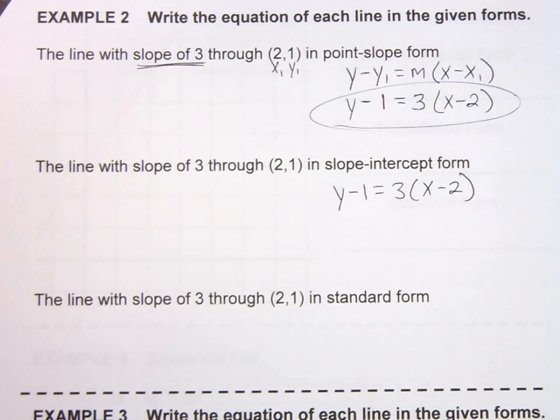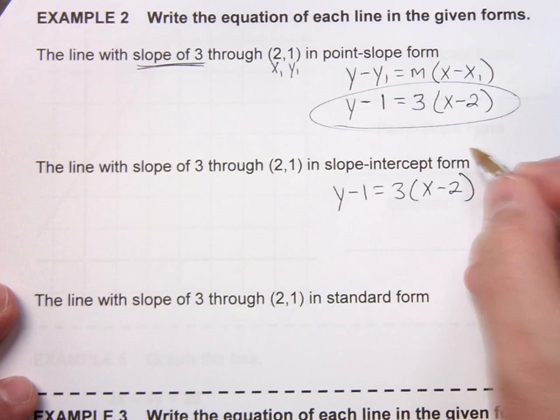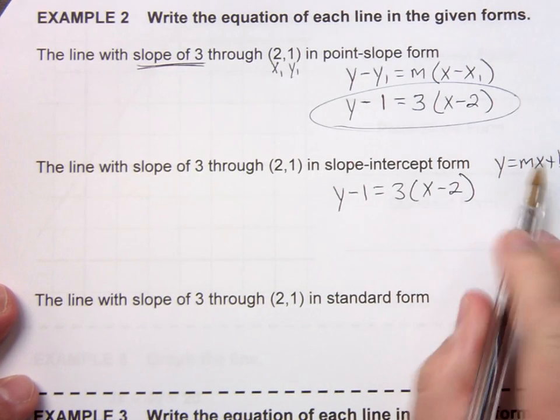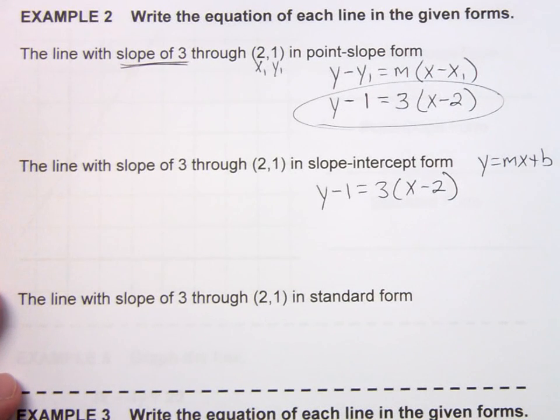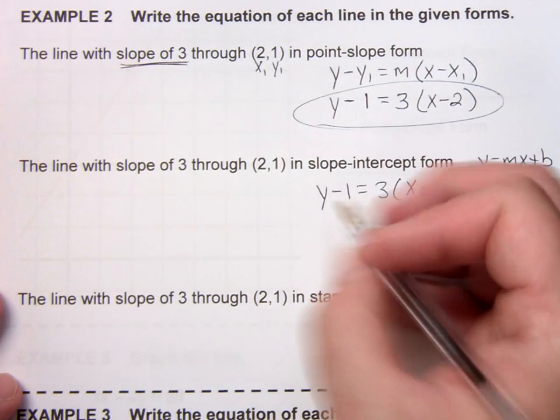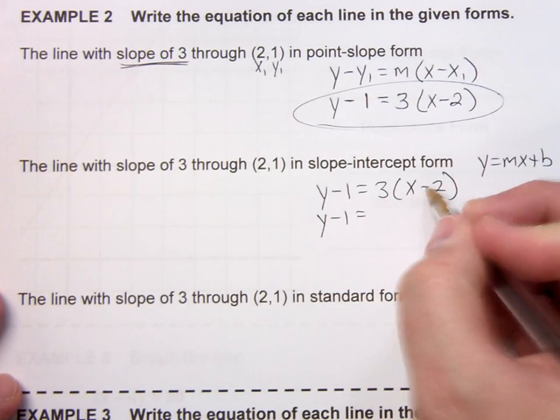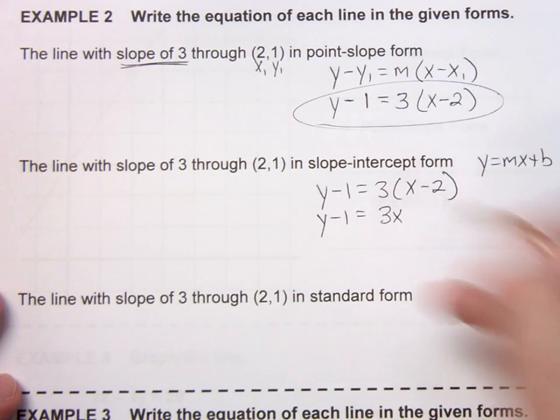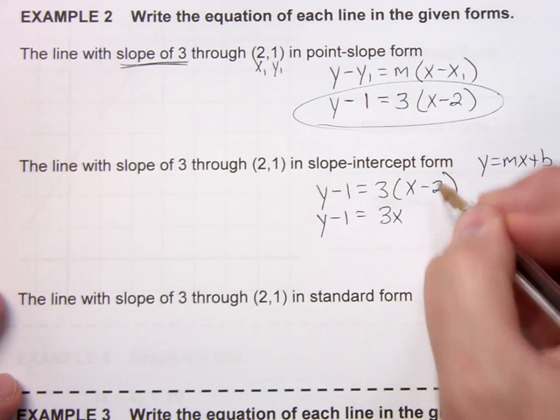The first thing we need to do, we don't want any parentheses. Remember, slope-intercept form is y equals mx plus b. That's what we want this equation to look like. So the first thing I need to do is distribute. We don't have any parentheses in slope-intercept form. So we're doing 3 times x and 3 times negative 2.